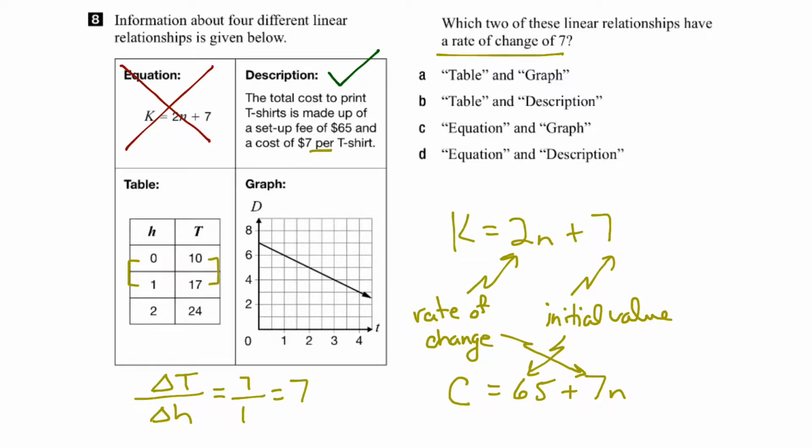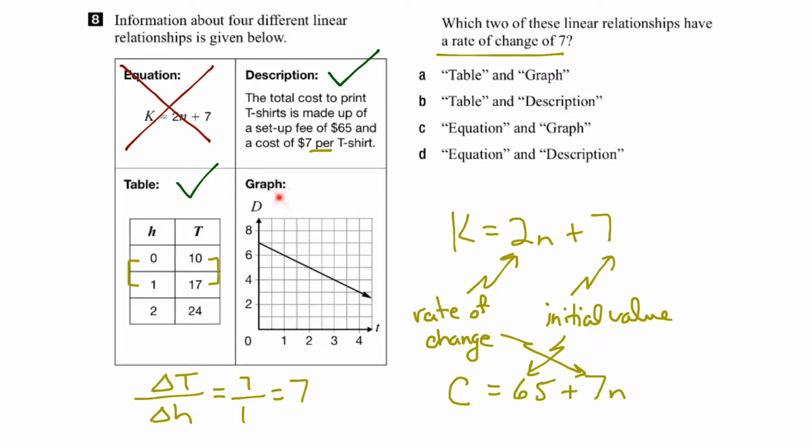We can double check. For example, we could take the first and the last point, and we could see that the change in t here would be 24 minus 10, or 14, divided by 2 minus 0, which is 2, which also gives us 7. The rate of change is constant. Well, that's what we're looking for, a rate of change of 7. Therefore, the table is also one of our options.